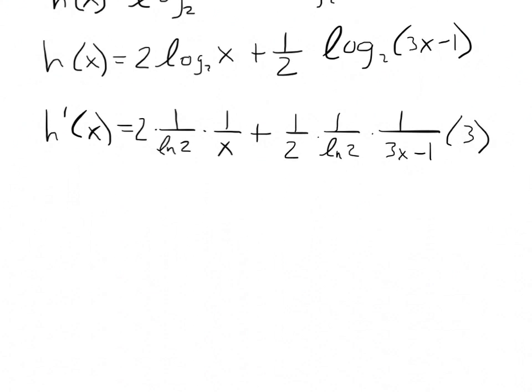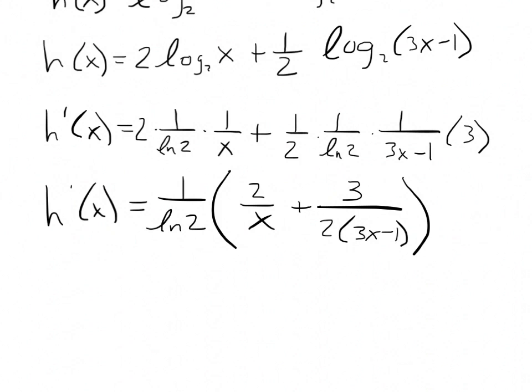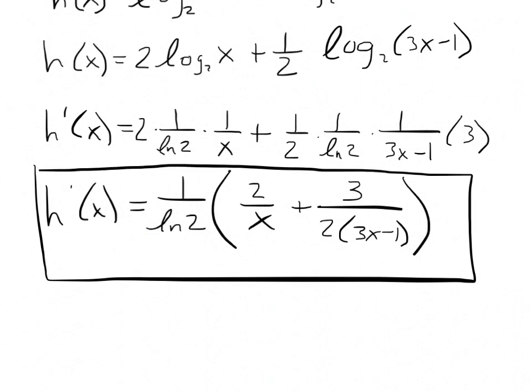Some simplification could certainly be done here. One thing I might really be inclined to do, having these logs around is sort of a mess. You might want to factor out the 1 over ln 2, and then the stuff you have left is just 2 over x plus, let's see here, 3 over 2 times 3x minus 1. As a final comment here, you could distribute this out. We could get a common denominator here. If it's a multiple choice, you may need to make it match. If it's free response, I'm pretty happy with this answer.